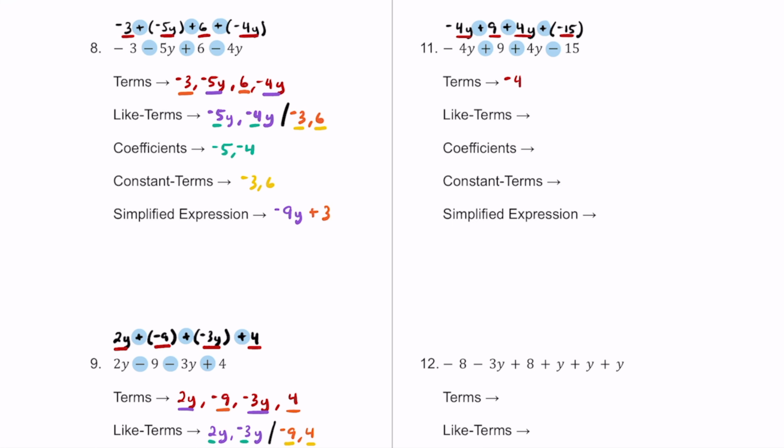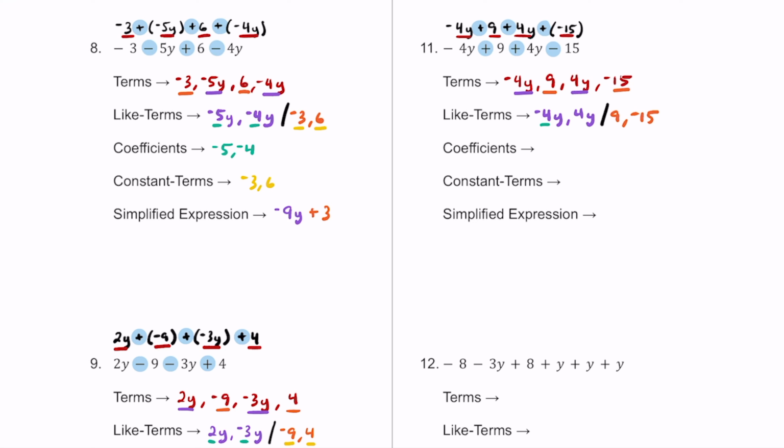So negative 4y is our first one, positive 9 is our second one, 4y is our third one, and negative 15 is our fourth one. Now, which ones are like each other? This negative 4y and positive 4y are like each other. So we're going to have negative 4y and positive 4y. And besides those, we have over here this positive 9 and negative 15. So positive 9, negative 15.